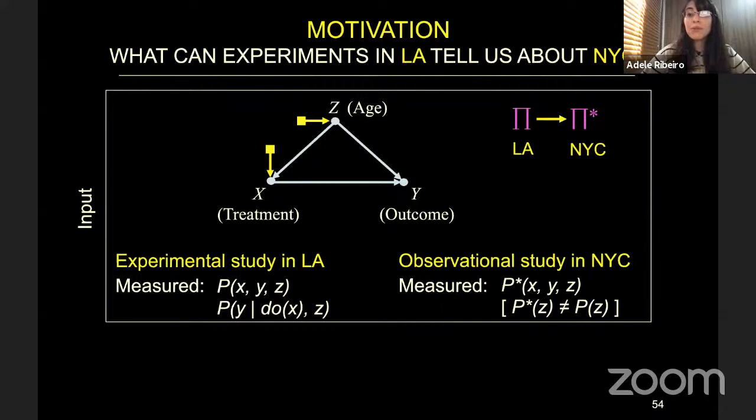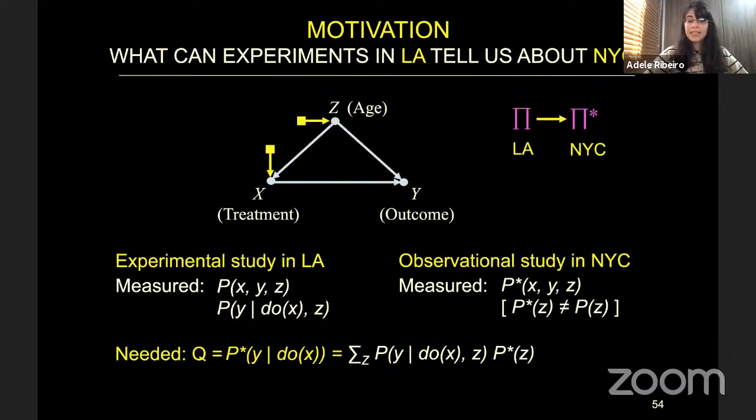So using this information, the question is, what's the effect of X on Y in the population P star? The probability star here is referring to the probability in the population pi star, that's New York City. And this question can be answered. So this is a positive instance where the effect in New York City is computed from the effect in LA. So this part here is in LA. I have notes here. So this probability here is coming from LA, we have it available.